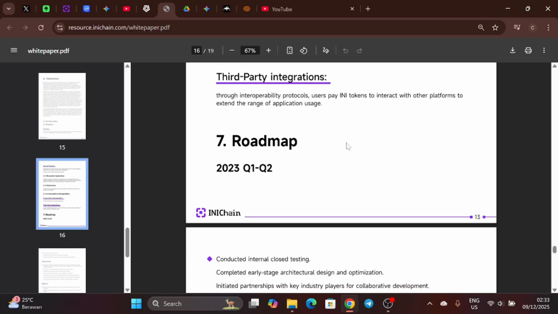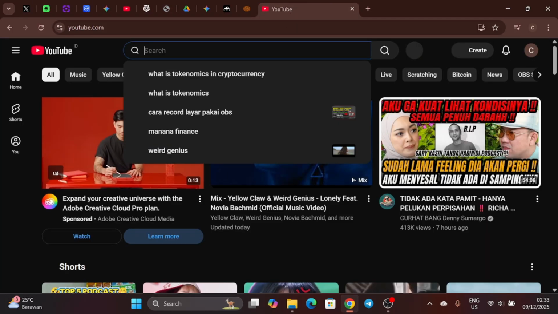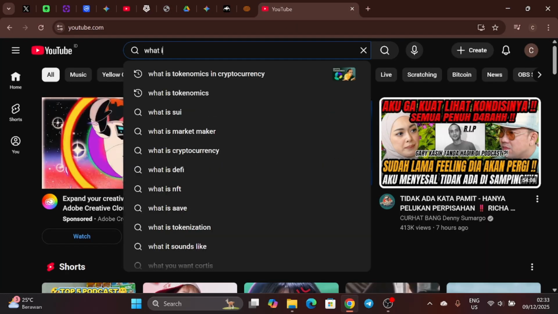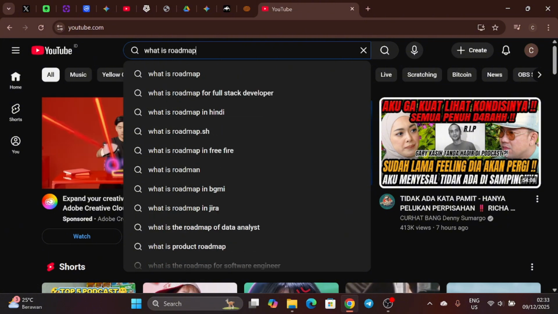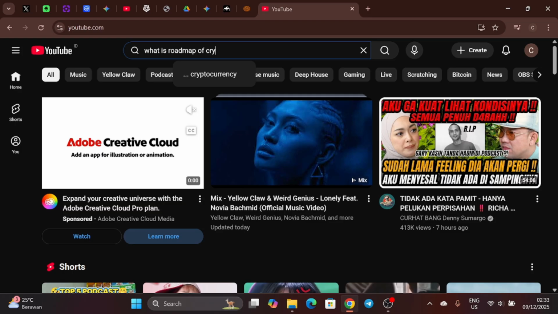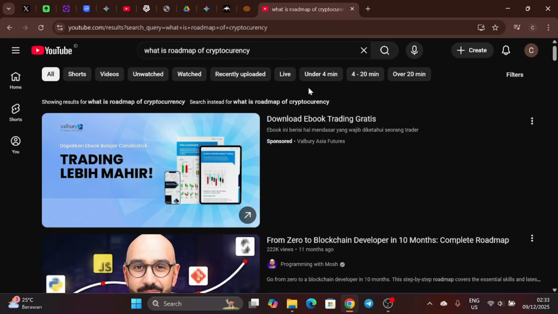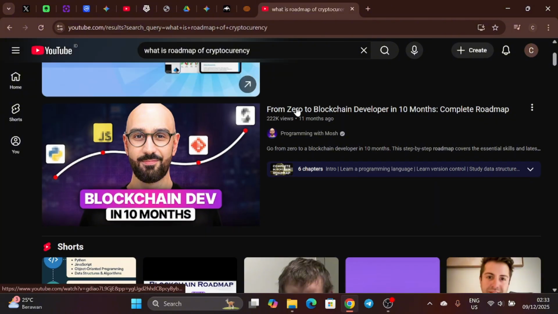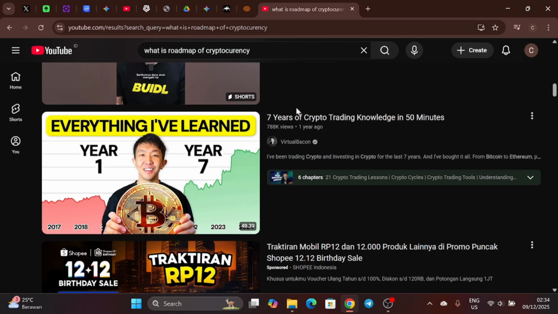So roadmap. We can see over here roadmap. So what is roadmap? Maybe we can look for the meaning. What is roadmap of cryptocurrency? We can see over here what is the roadmap.